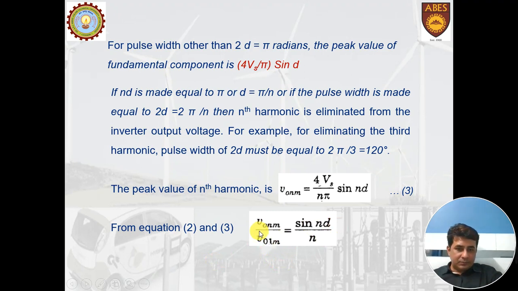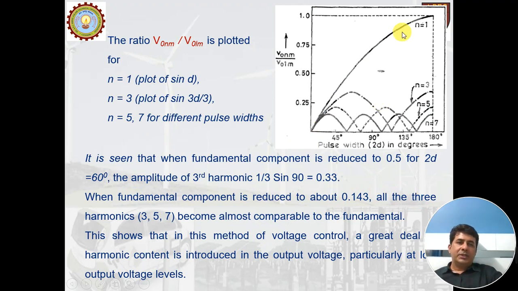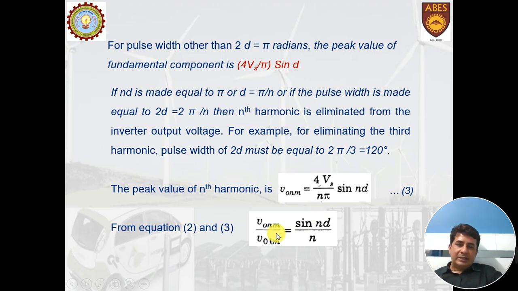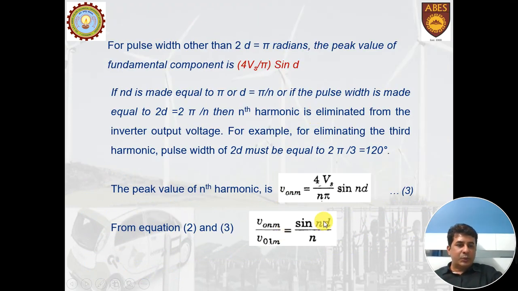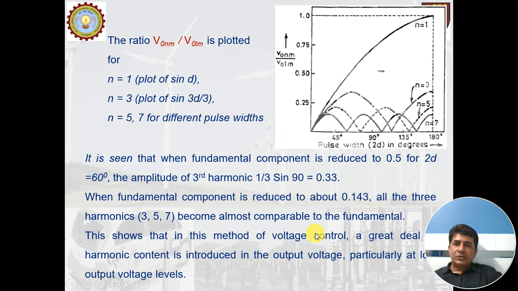Now this ratio of harmonic voltage to the fundamental voltage is drawn here. This is the value for n equals 1, and this value is 1. This 1 means VoNm upon Vo1m, that means sine d equals 1. If n equals 1, sine d equals V1m by 1. So n equal to 1 gives you the plot for sine d. If I make this n equals 3, it will give you the plot of sine 3d upon 3. Similarly, the other harmonics are plotted here.